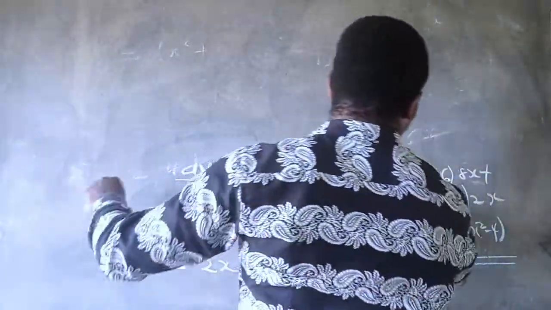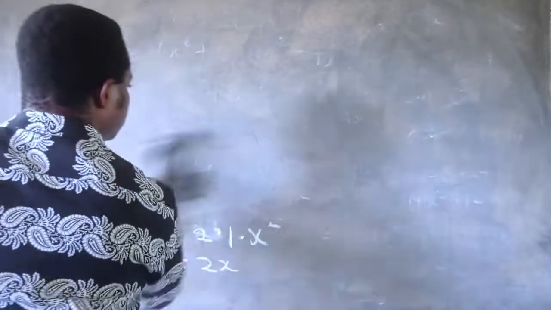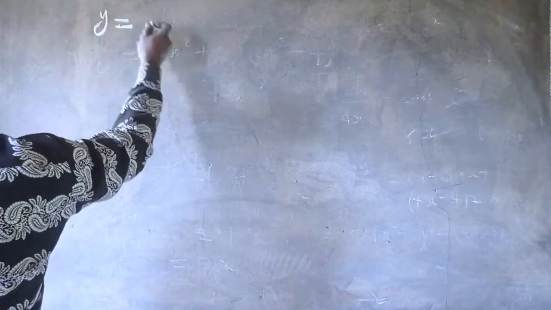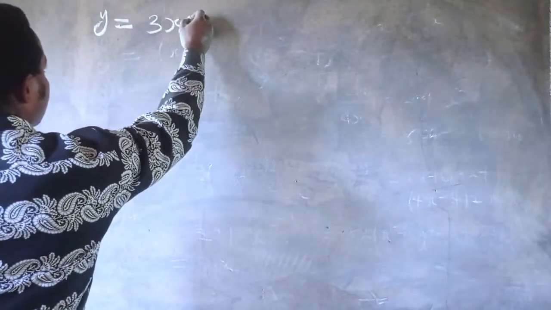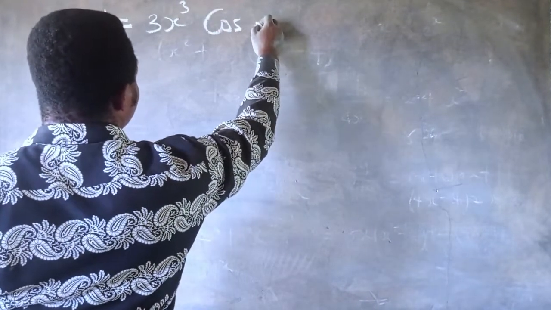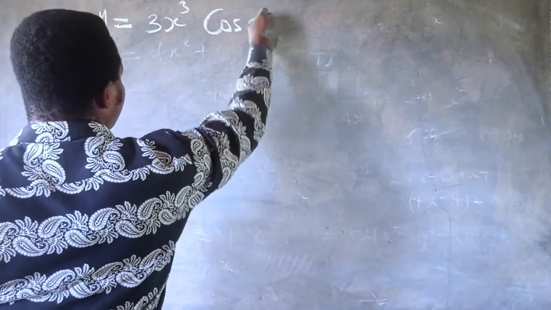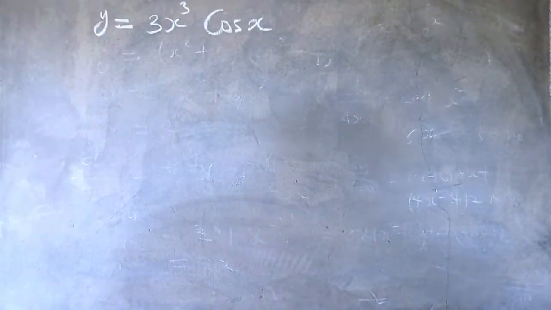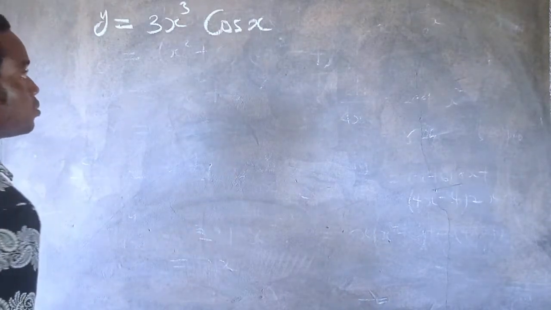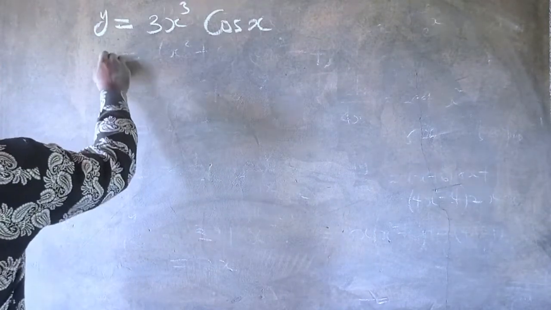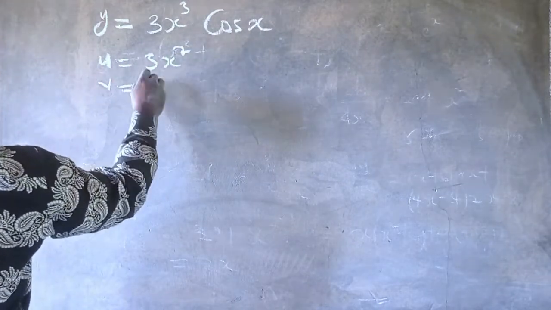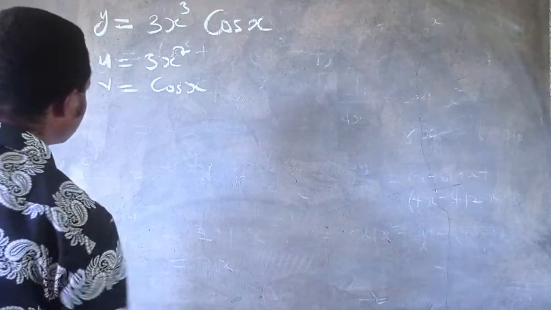Okay, let us go on and see another problem. This is y equals 3x raised to the power 3 cosine of x. Let us keep it simple. So you will notice this is also a product of two functions. So let the first one be our u, 3x raised to power 2, and let the second one, cos x, be our v.